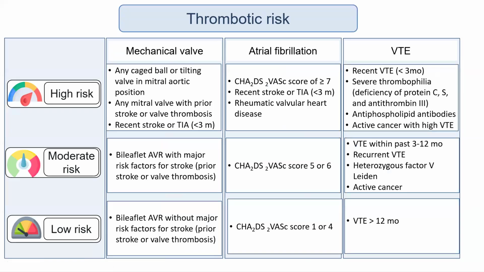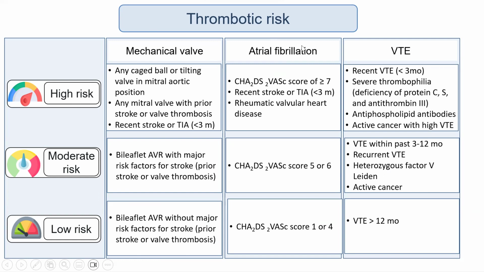What about the thrombotic risk of the patient? The thrombotic risk depends on three categories: mechanical valve, atrial fibrillation, or venous thromboembolism. In each category, the patient can be classified into high, moderate, or low risk. I will give examples of high risk in each category. For example, a patient with a mitral valve, either a caged ball valve or a tilting disc mechanical aortic valve, is at high risk of thrombosis. Also, any mitral valve with prior stroke or valve thrombosis, or any mechanical valve with a recent stroke or TIA less than 3 months ago. All these categories are considered high risk of thrombosis.